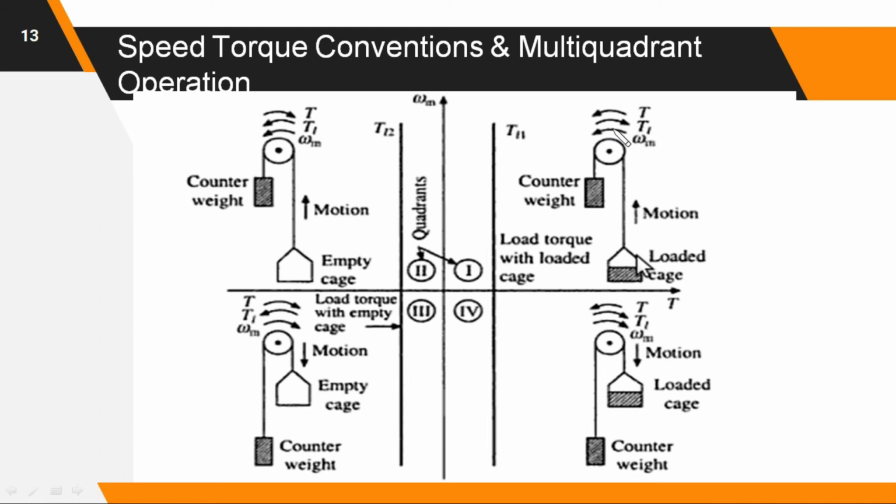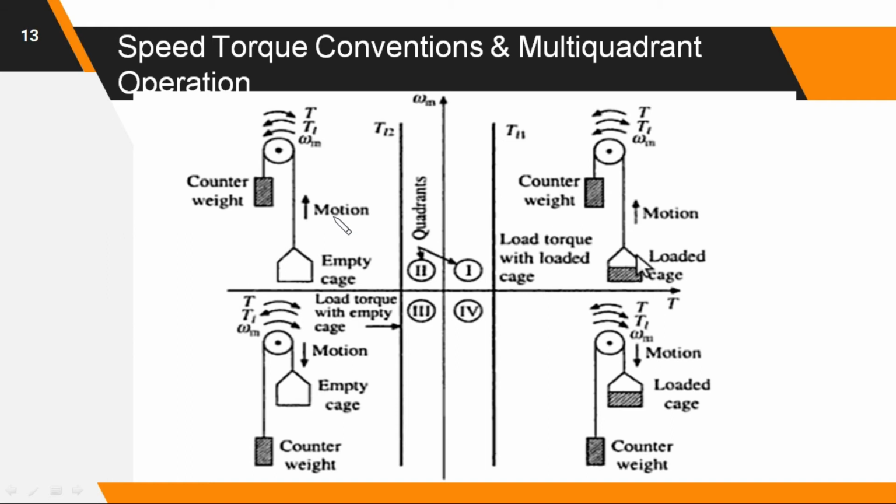So from these three arrows we can see that T and omega m are both in the same direction. Therefore this is a positive power, and that's why this quadrant works as the forward motoring quadrant. Why motoring? Because the motor works to lift this loaded cage in the upward direction.